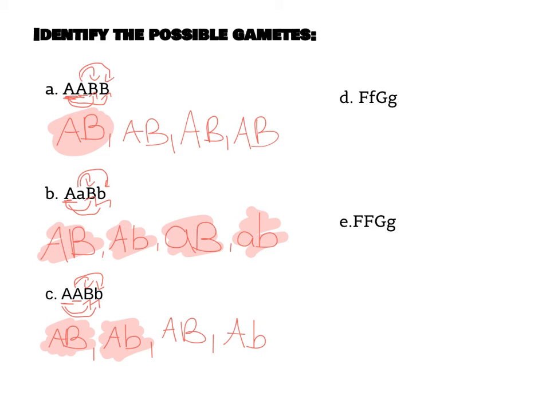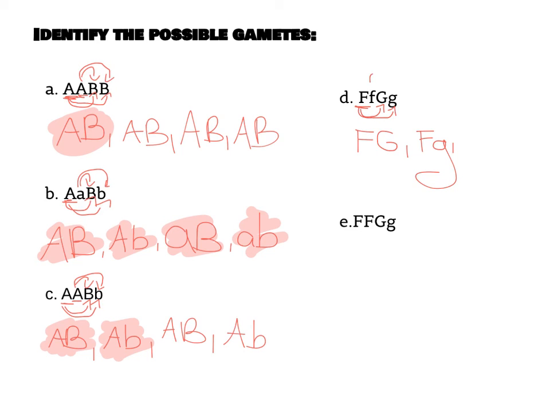All right, let's look at letter D. Starting with my first F. Take it to my first G. And then my first F to my second G. Okay, I've done everything I can with my first F.